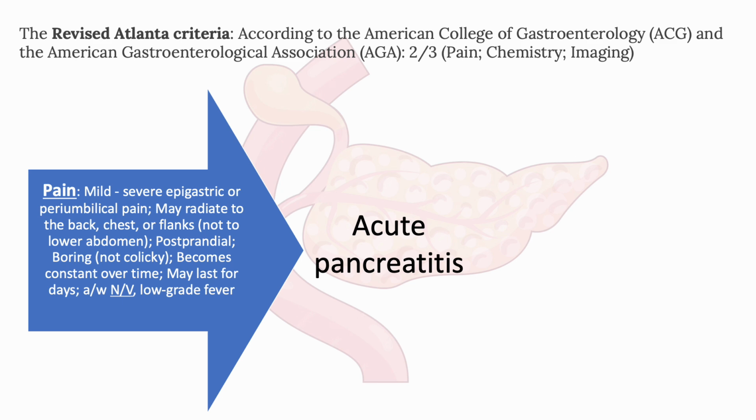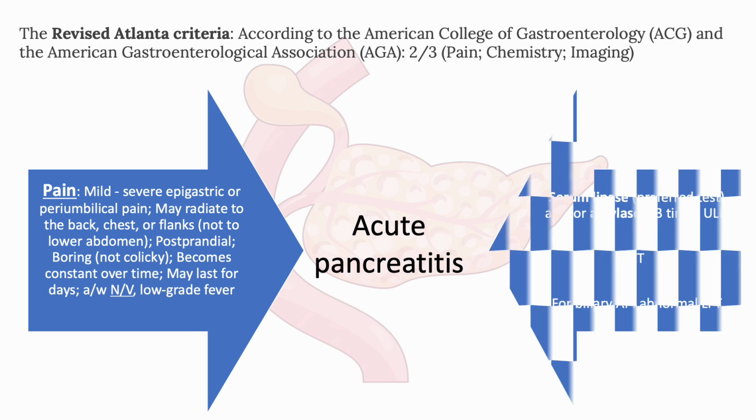It's usually associated with meals, postprandial, and many patients might describe it as boring, achy pain, vague pain, usually not colicky, and it can become constant over time. Might start a little bit mild, subside a little bit and then come back, but at the end of the day, most of the time it will be constant. And might last actually for days, and it's commonly associated with nausea and vomiting. It might also be associated with fever, but this is usually low-grade fever, as with most causes of inflammation of the acute abdomen.